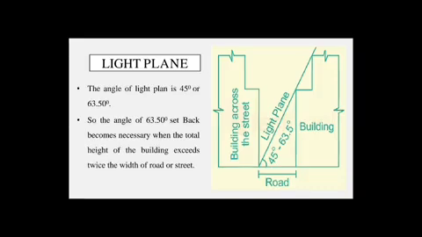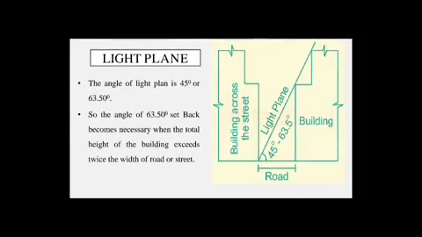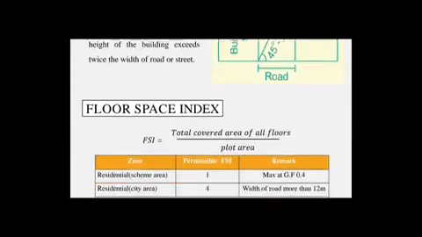The angle of 63.5 degree setback becomes necessary when the total height of a building exceeds twice the width of a road or a street. It's called a light plane. So here it is a building across the street, and here it is a building which makes an angle of 45 degree or 63.5 degree at a height. It's called a light plane.